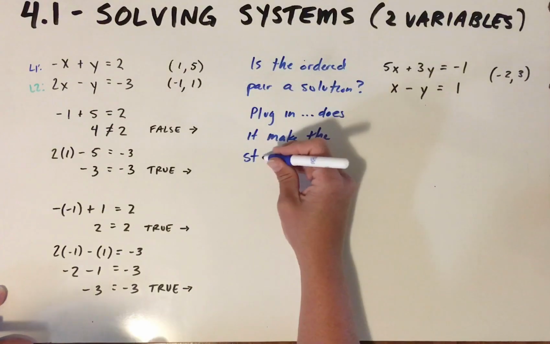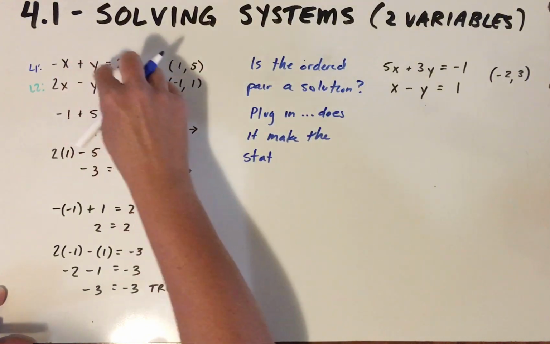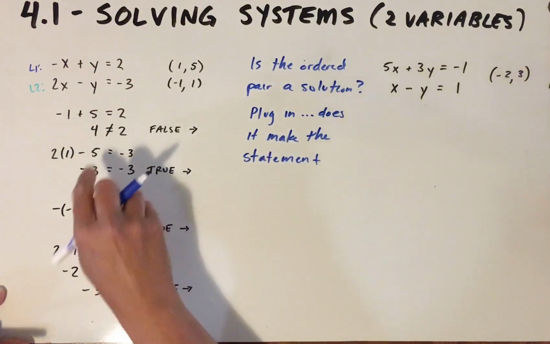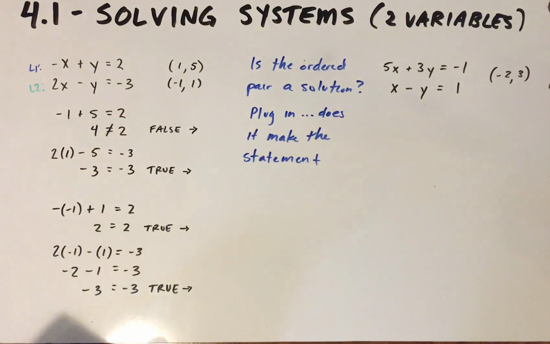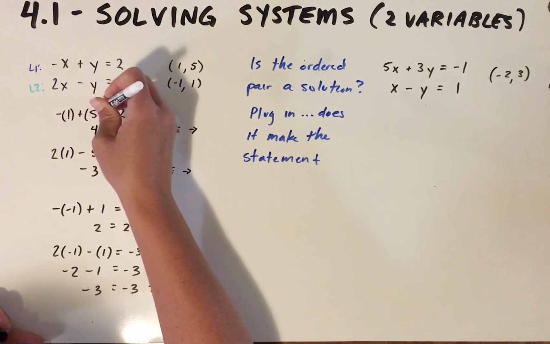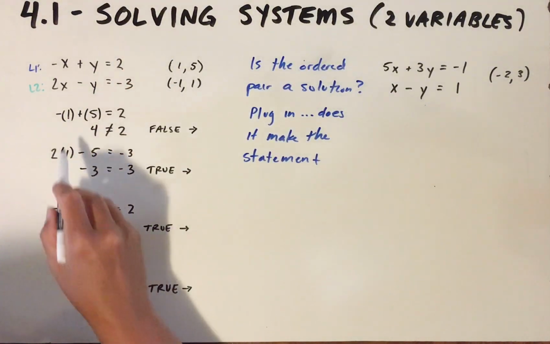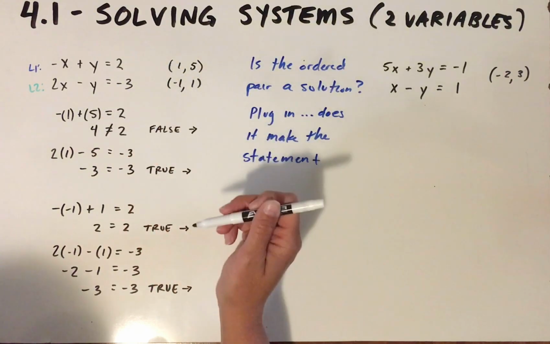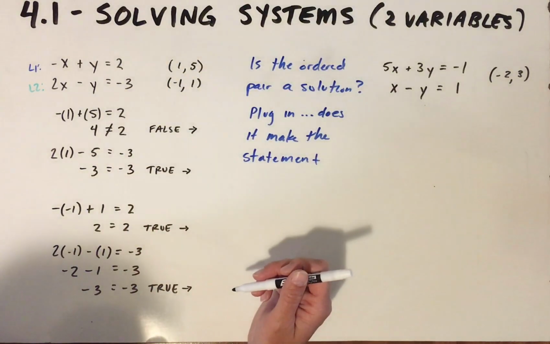Remember that an equation is a statement. It says that negative x plus y is 2. So if I substitute the value of 1 for x and the value of 5 for y, is the statement true? Well, if I substitute 1 for x here and 5 for y, then I get negative 1 plus 5, which is 4. And we're saying 4 is 2. Well, that's not true. It's false.